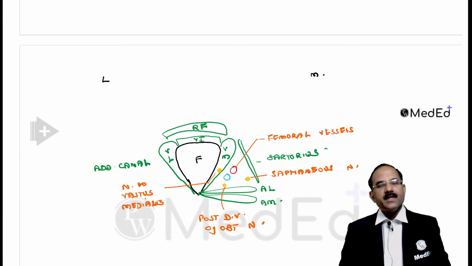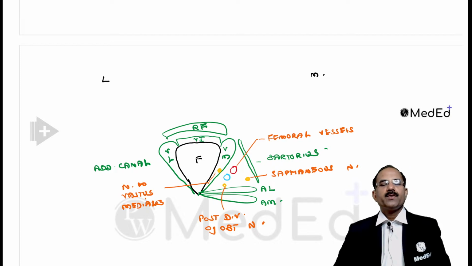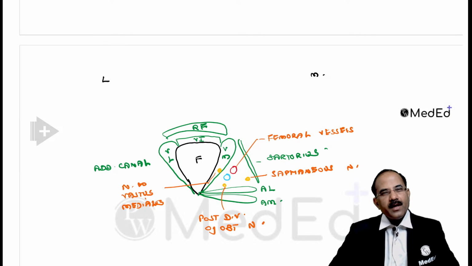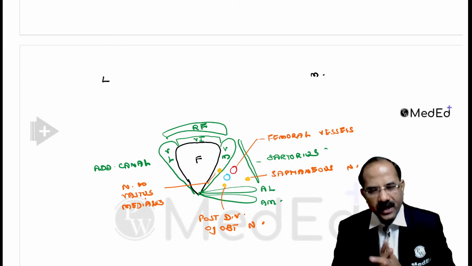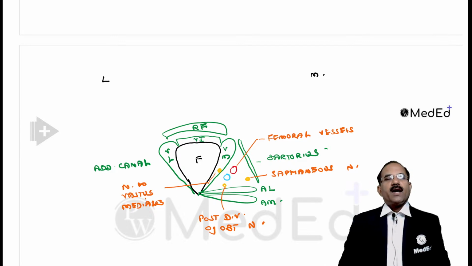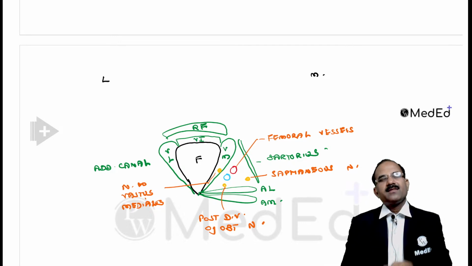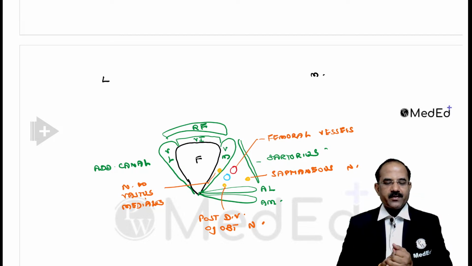And that's the posterior division of obturator nerve. Perfect. Remember this, this is the adductor canal. I'll just show you one slide. I'll show you one printed slide also. Clear? So the contents of the adductor canal: femoral vessels, the nerve to vastus medialis, the saphenous nerve, and the posterior division of obturator nerve.